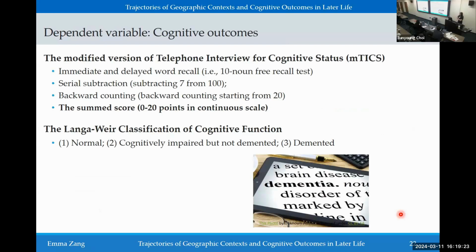And then our dependent variables are cognitive outcomes. We have two. One is a continuous cognitive functioning measure, which is the sum score. The second one is a categorical variable, which is more clinically meaningful, measuring whether this person has dementia or not.